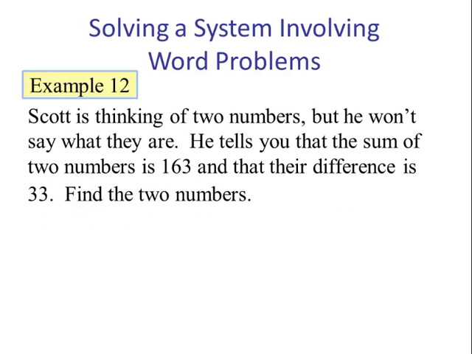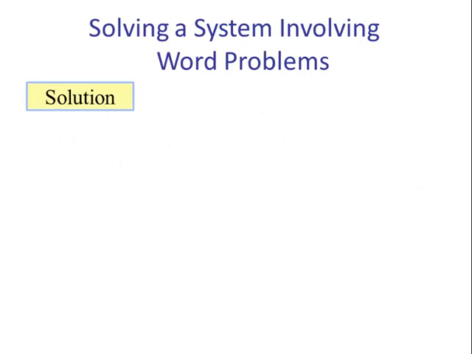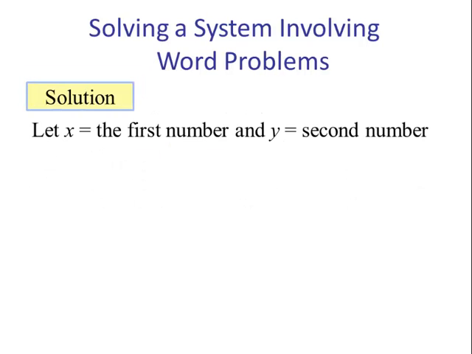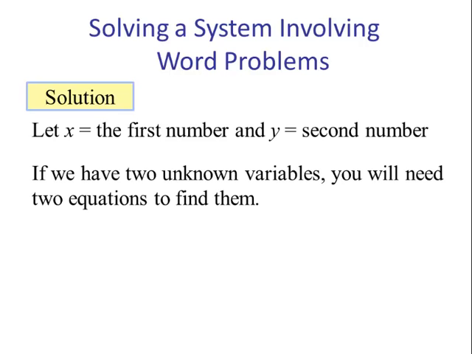Example 12. Scott is thinking of two numbers, but he won't tell you what they are. He tells you that the sum of the two numbers is 163 and their difference is 33. Find the two numbers. Solution: we're going to let x be equal to the first number and y is equal to the second number. Now we have two unknown variables, so we will need two equations to find them.